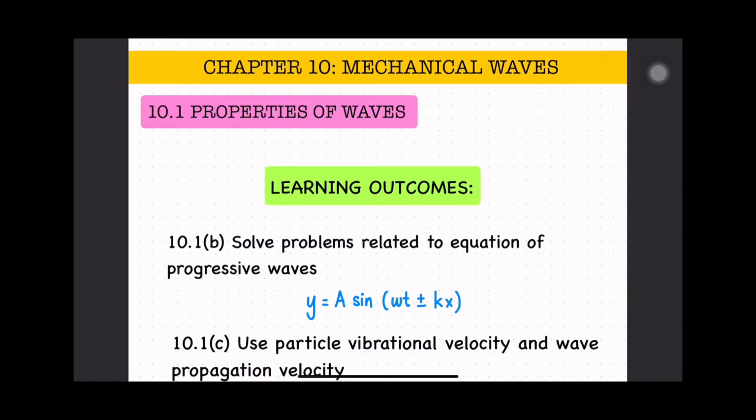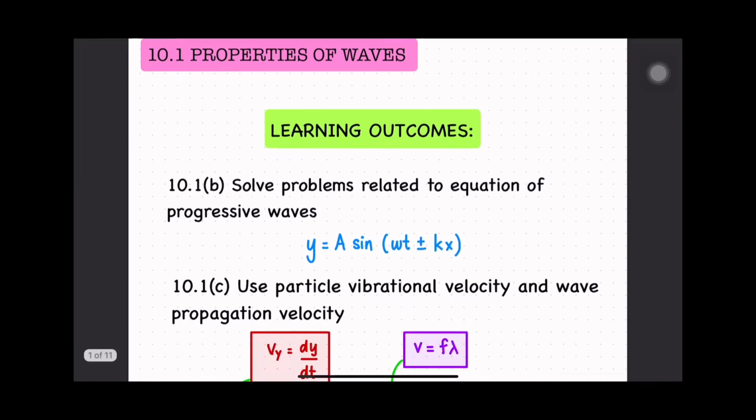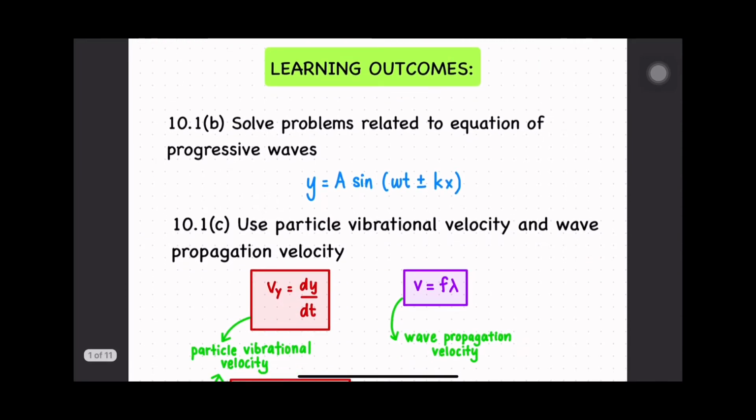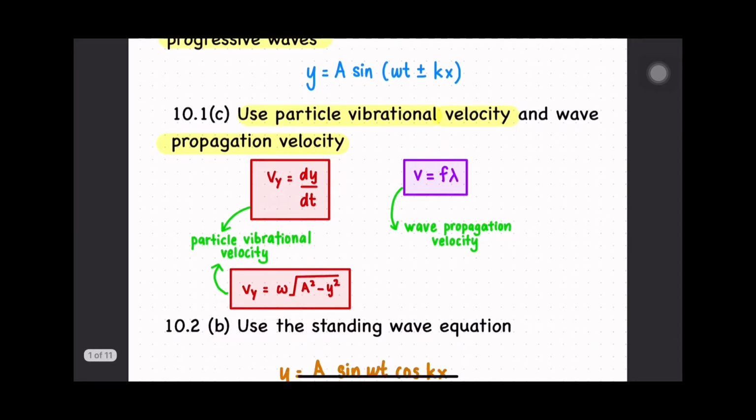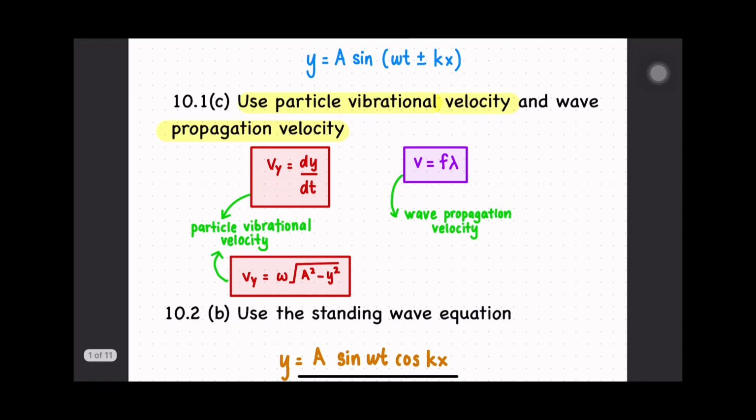Okay, chapter 10, mechanical wave. 10.1, properties of wave. So the learning outcomes today are three. 10.1b, solve problem related to the equation of the progressive wave. Then the second one is use particle vibrational velocity and wave propagation velocity equation related to the equation given. Then 10.2b, use the standing wave equation.